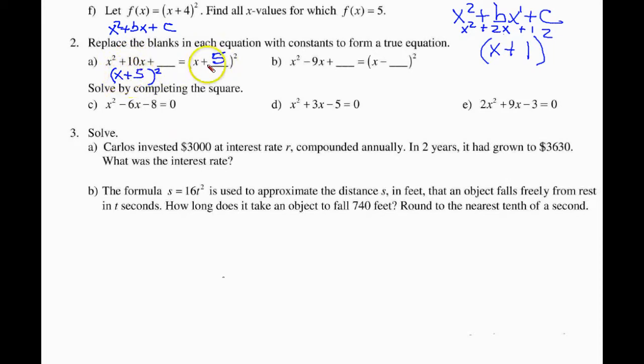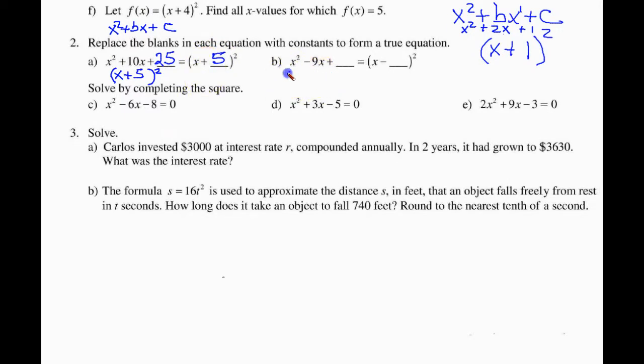Now, we then want to take our binomial, and how do we get our C term? This is what the C term is. We get the C term by squaring this. And then we factor it into this, factor it into this. So these are the answers. The C term is 25, and the missing binomial term would be half of our B term, which is 5.